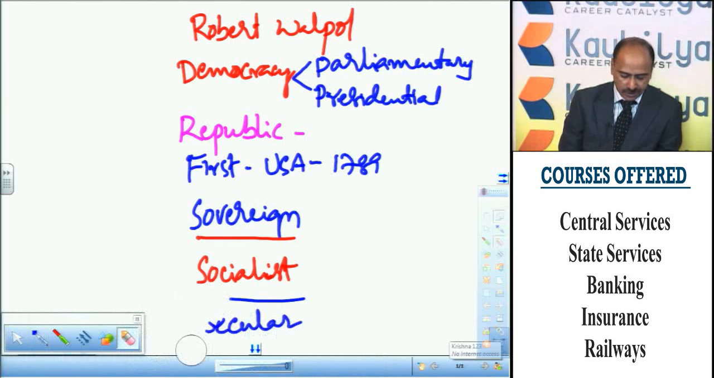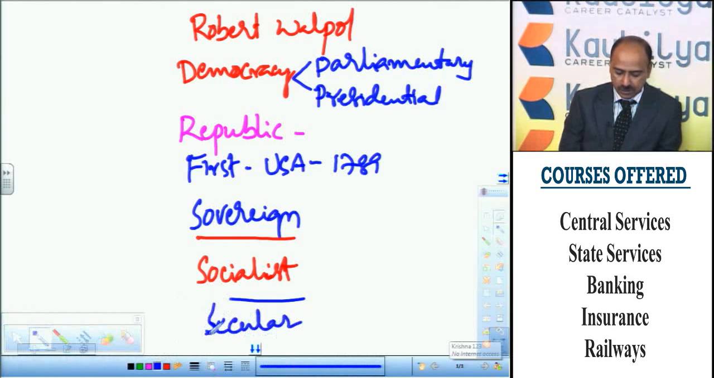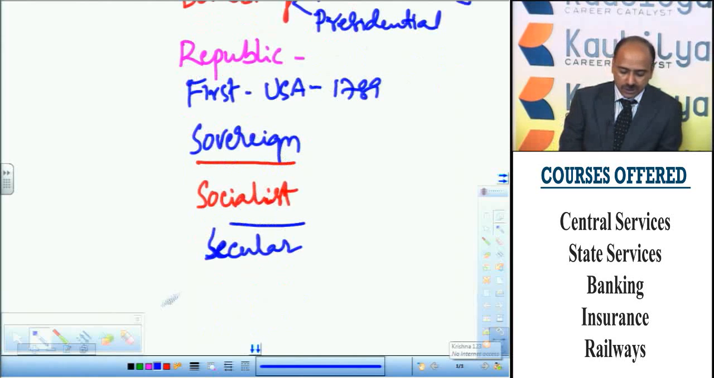Secular means if a country's government has no official religion, that country is called a secular country. Government should not interfere in public religious matters. At that time, that country is a secular country. Finally, India is a sovereign, socialist, secular, democratic republic.